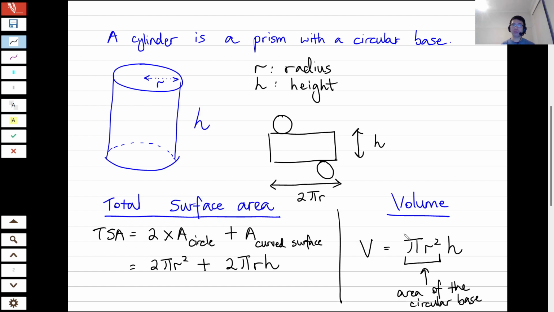Okay, so remember, volume, pi r squared h, total surface area, 2 pi r squared plus 2 pi r h. Once you've got that, you're ready to tackle questions on cylinders because it's simply a matter of applying these formulas.